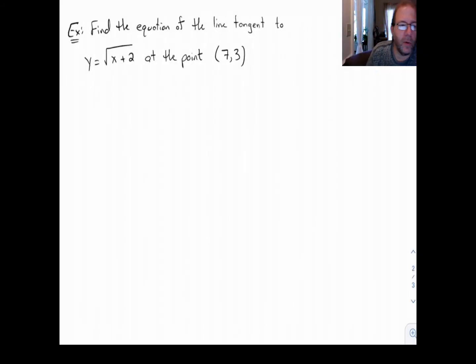Hi, let's look at this example. Find the equation of the line that's tangent to this curve at the point (7, 3). Now I want to do this one mostly by hand. I'm going to use a calculator to do the number crunching, but let's write it out by hand.